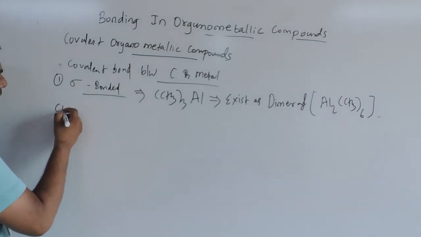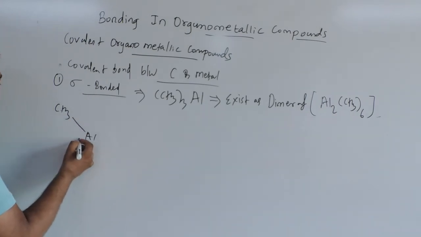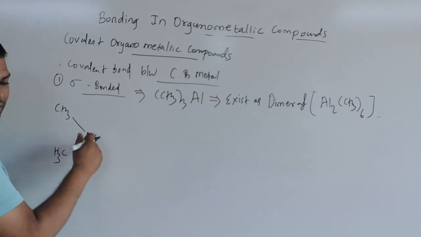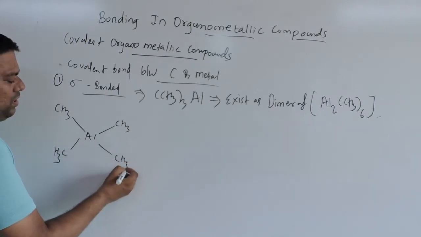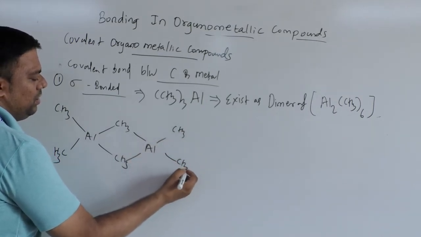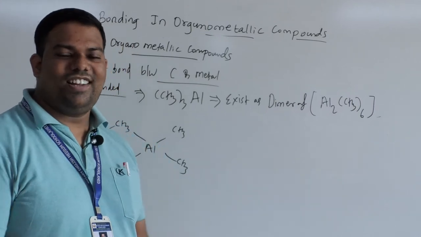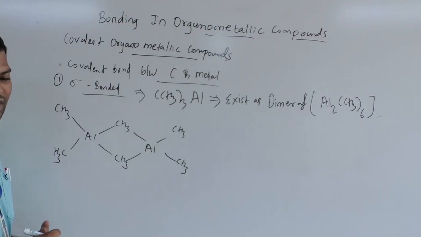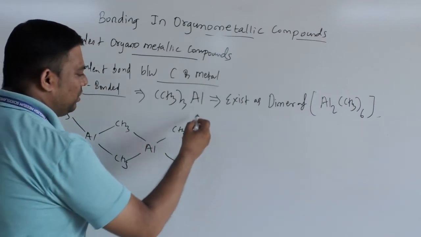See here, CH3, here Al, here also, CH3. See the carbon-metal bond. CH3, here your Al, and here CH3 and CH3. Like that, here we discuss your carbon-metal bonding.